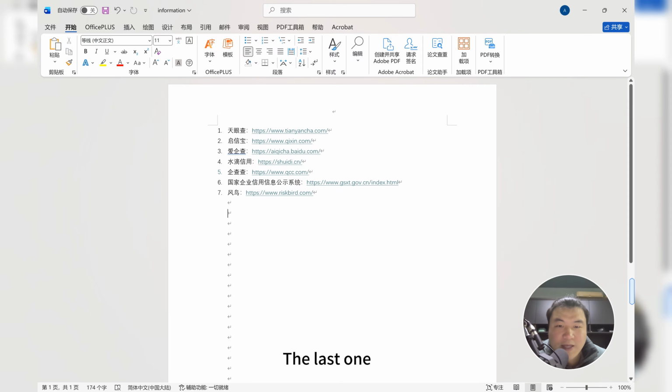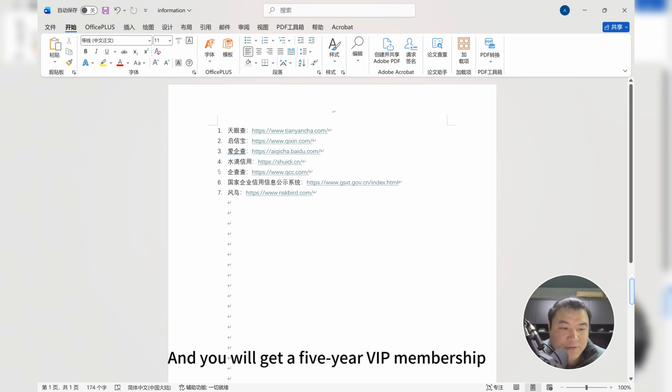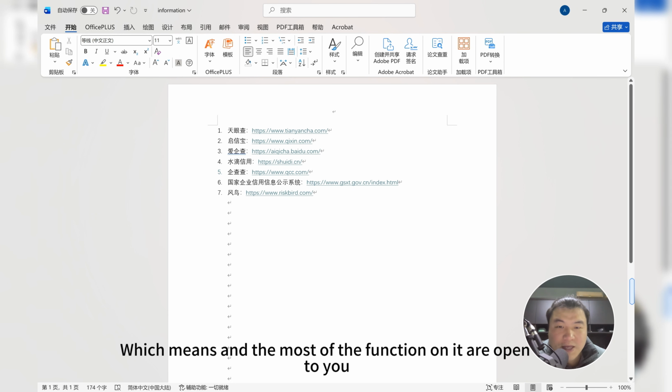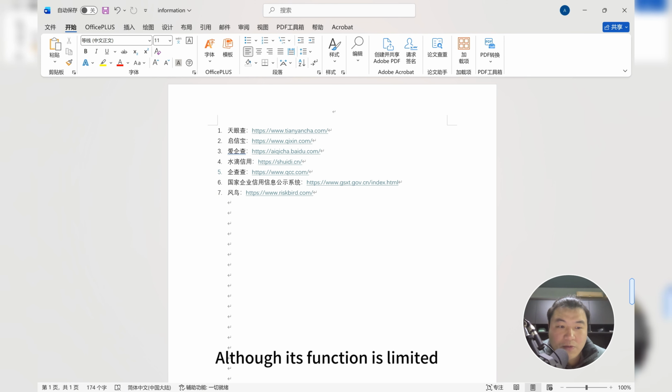The last one's name is Risk Bird. Once you sign up, you will get a 5 years VIP membership, which means most of the functions on it are open to you, and you can check the company's information freely. Although its functions are limited, I think it's enough for you to verify and filter suppliers.